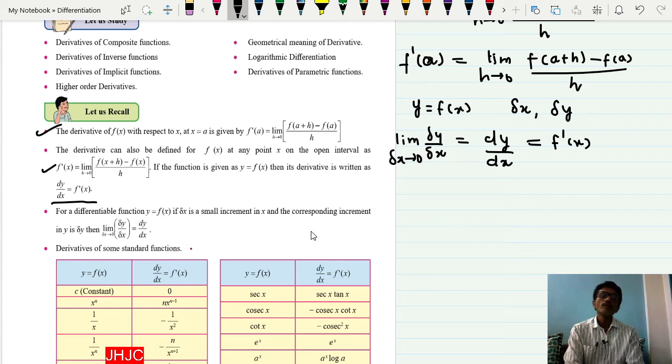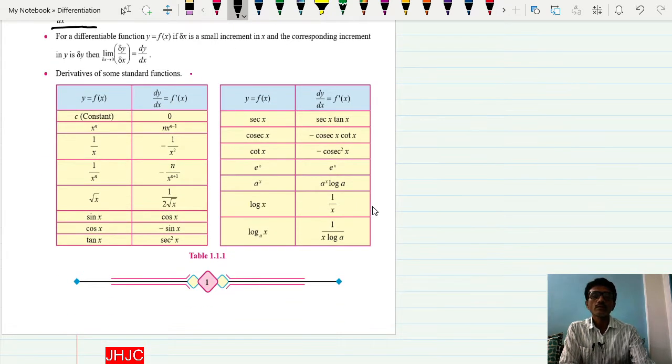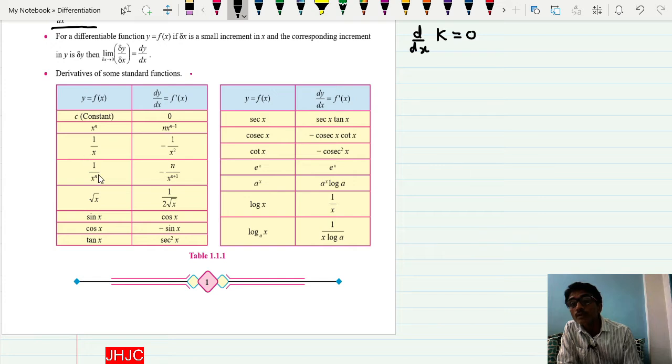Now derivative of some standard functions. See here, derivative of standard function, derivative of the constant function is equal to what? 0. Derivative of constant, d by dx of constant, that is equal to 0. So derivative of constant function is equal to 0. Here derivative of c is equal to 0.